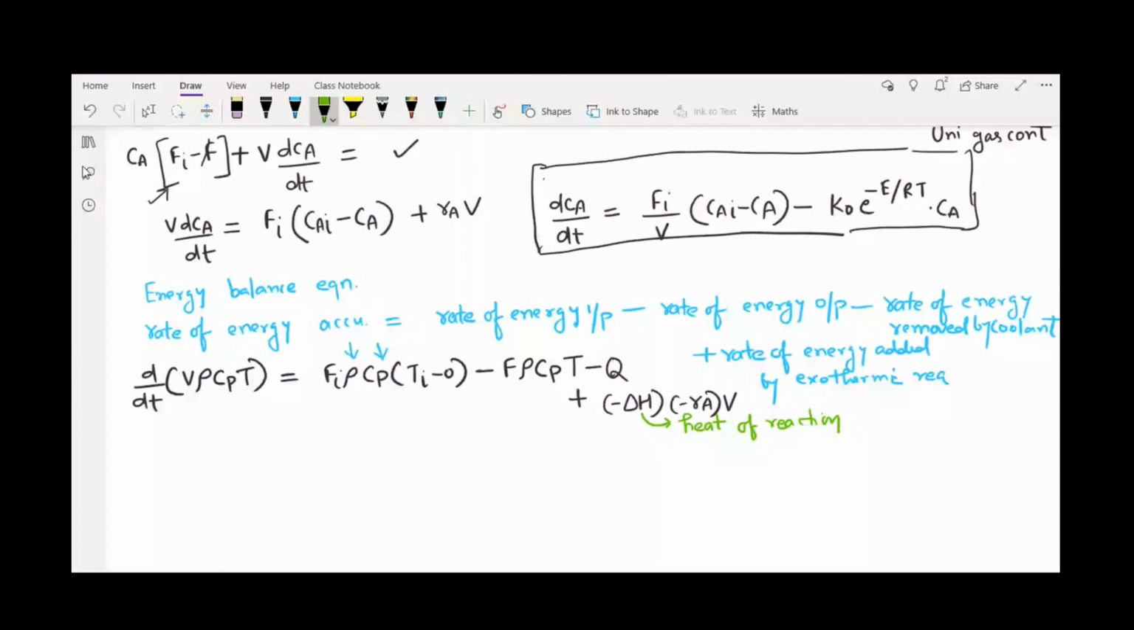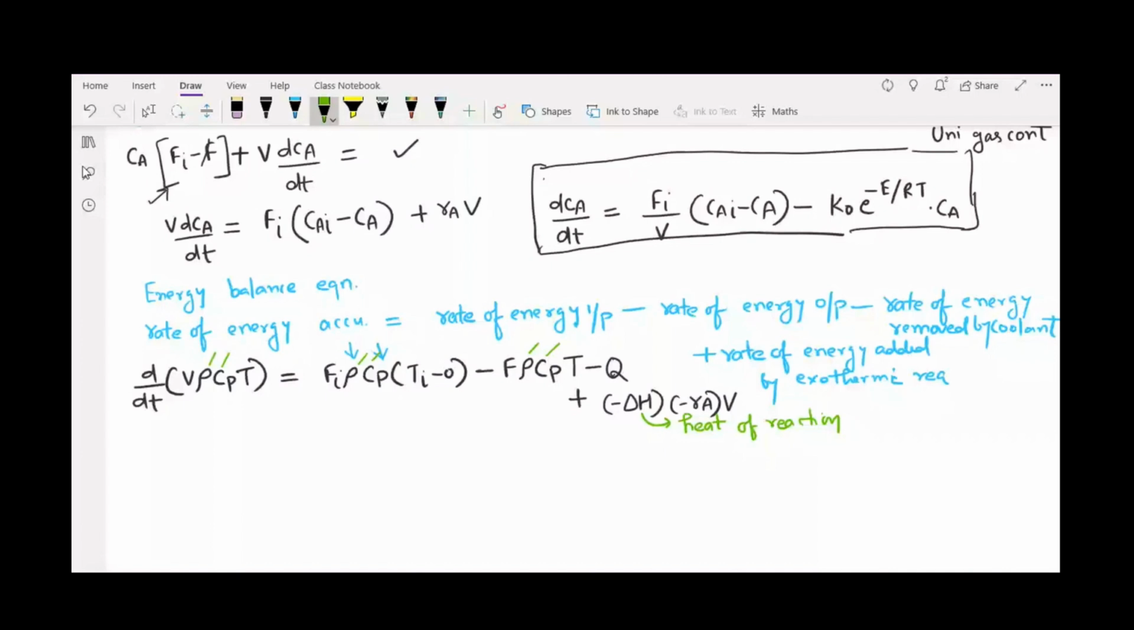Okay. So again we will have to differentiate this. We can see here that some of the terms are common: rho and Cp. So this we will cancel out, and for the remaining terms we will put rho Cp in the denominator. So Q by rho Cp and delta H RA into V by rho Cp. Okay, and we will differentiate the term which remains here.